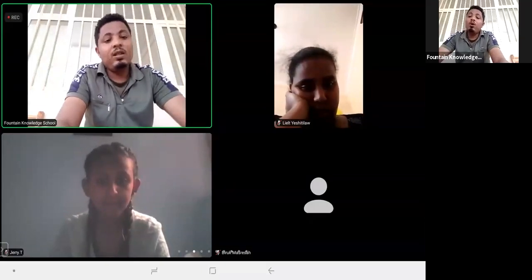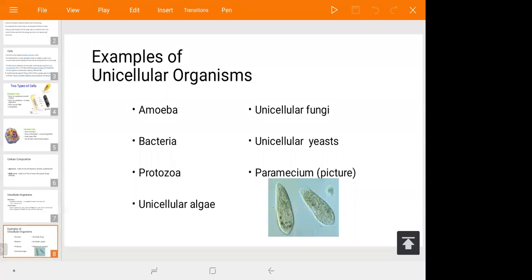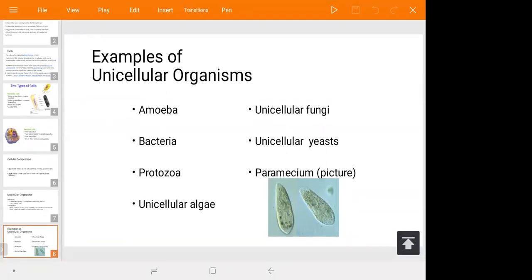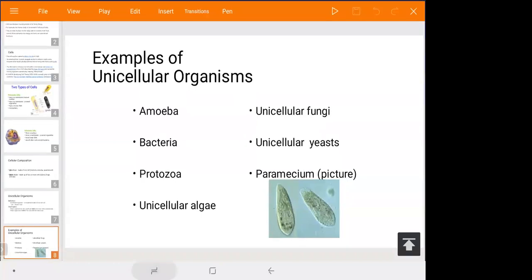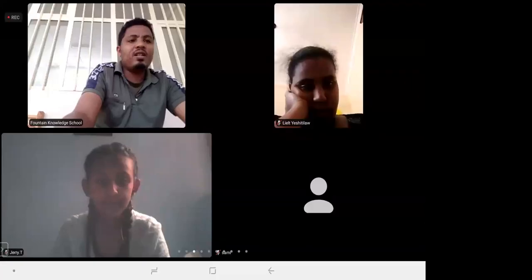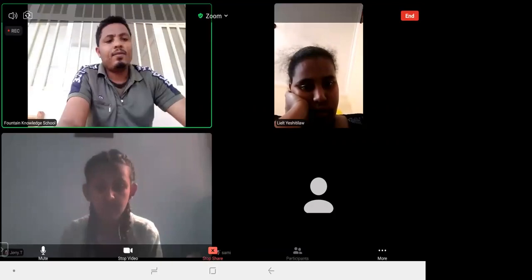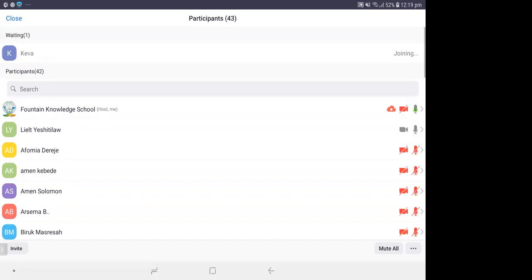Let me ask you one question. Most cells vary in size, especially in relation to their function, their importance. But why are cells really small? Most cells are small. What is the reason? What is the advantage of having a small size? To fit in the body.